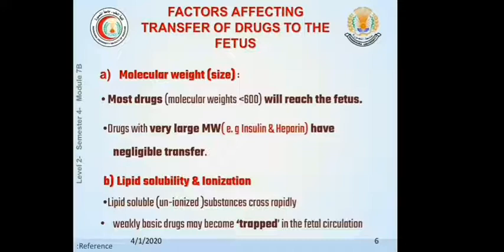So if the drug has a large molecular weight, it will not cross the placenta, which is better for the fetus. But unfortunately, for most drugs the molecular weight is smaller than 600, which can pass through the placenta. So most of the drugs can cross the placenta and reach the fetus. This is the first factor, the molecular weight of the drug.